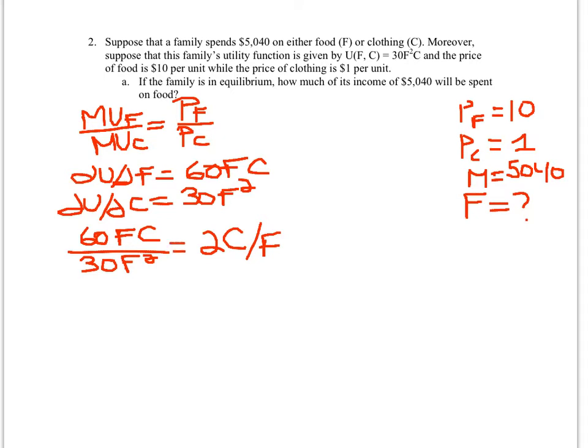Now we know that that is equal to the ratio of the prices, which is 10. PF over PC is 10. So now we have 2C over F equals 10. So that's basically 10F equals 2C. So C is going to be equal to 5F.